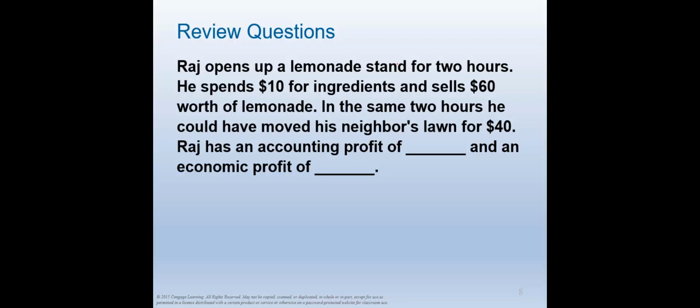Let's see this question. Raj opens up a lemonade stand for 2 hours. He spends $10 for ingredients, this is an explicit cost, and sells $60 worth of lemonade, this is the total revenue. In the same 2 hours, he could have mowed his neighbor's lawn for $40. Raj has an accounting profit of $60 revenue minus the explicit cost, $10, which is $50. But for the economic profit, it is total revenue minus explicit cost minus $40 implicit cost, therefore economic profit is 10. As you see, accounting profit in this case is higher than economic profit.